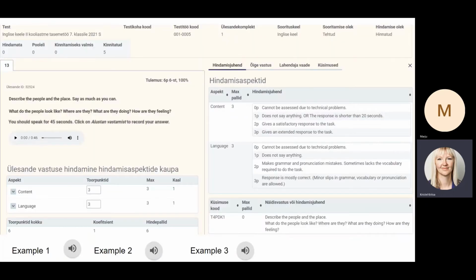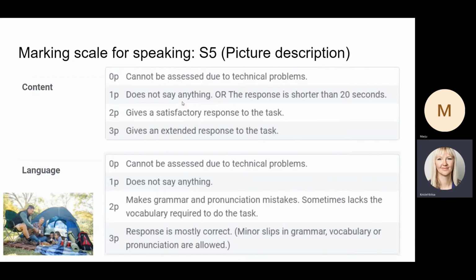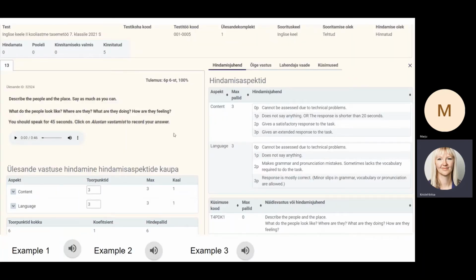So let's look at some examples here. Okay, so if you would like to have another look at the photo the students could see, you can click here. So here, as you remember, we had people, camping, family, as you can see. So let's listen.